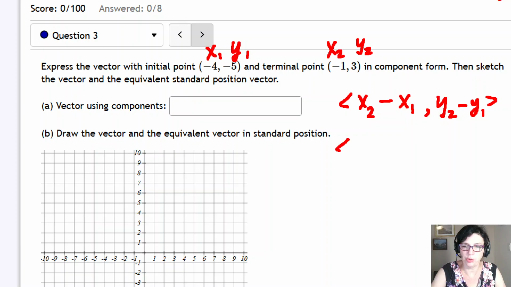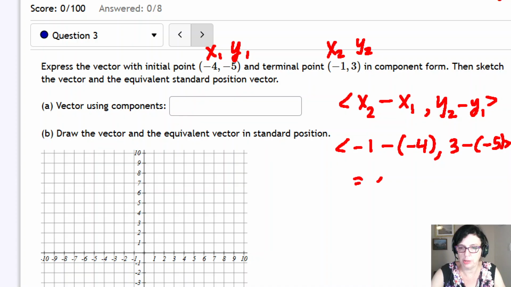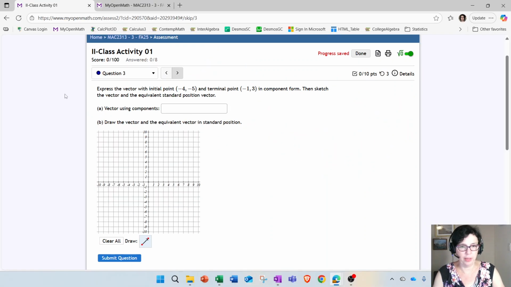So in my case, it's going to be -1 subtract -4, and then 3 subtract -5. That means it's going to be -1 plus 4, which is 3, and then 8. Okay, so that's my answer. That's just going to be 3, 8. And notice how when you click inside the box, it says enter a vector. And if you click for more, you can see the example of what they want you to put.